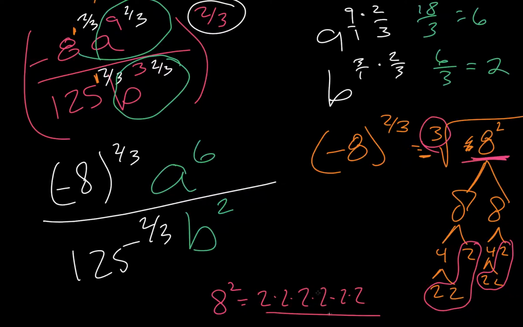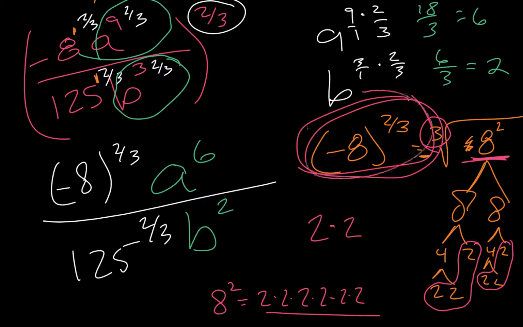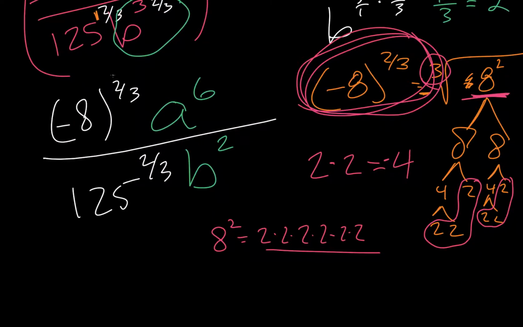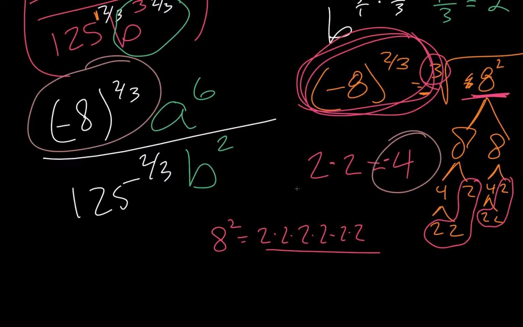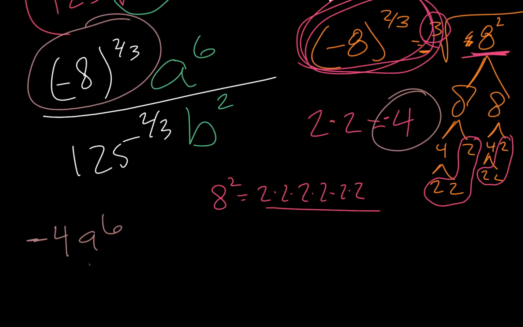Now we take just the 3 2's and the 3 2's, take them out, and they become a single. Take these ones out, they also become a single. So this entire thing is the same thing as 4, but remember we still have that negative, so we're going to think of it as negative 4. So this piece is this piece. If we're writing our final answer, we have negative 4, a to the 6, and then b squared on the bottom.